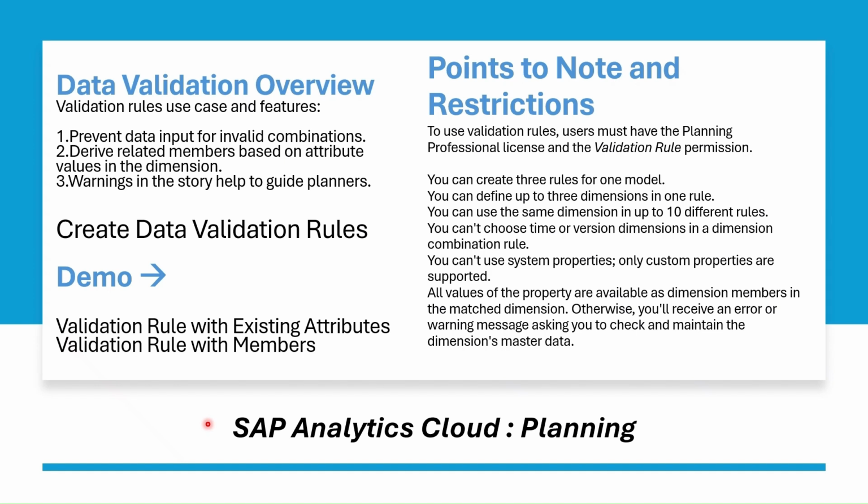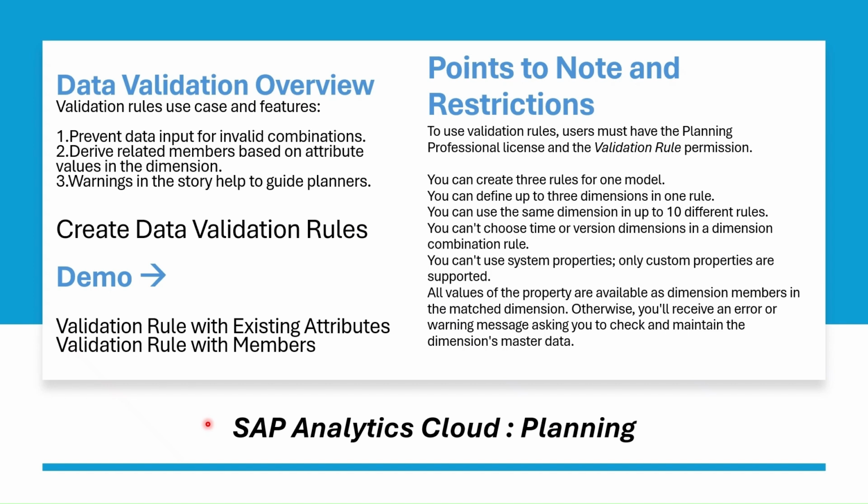With validation rules in the stories, the planners can get warnings: in this cell you cannot input a value because this is not a valid combination. So validation rules are basically used to prevent unwanted member combination data.